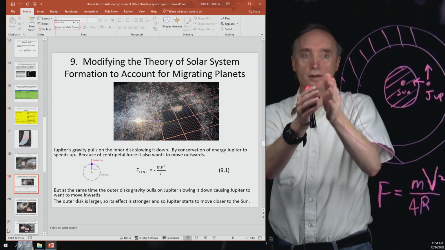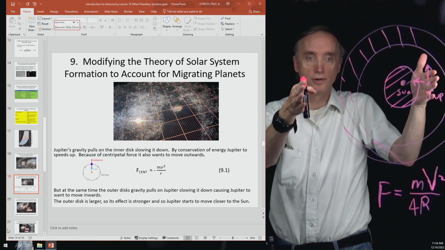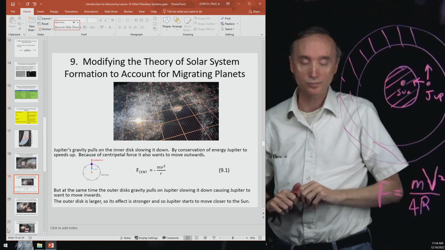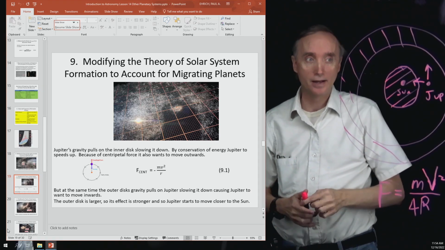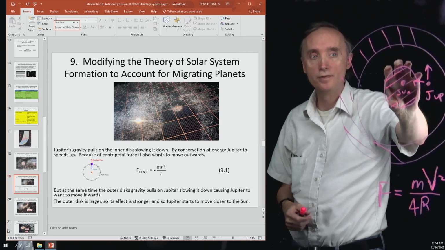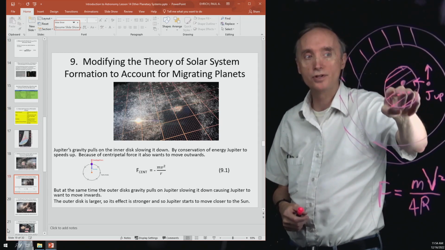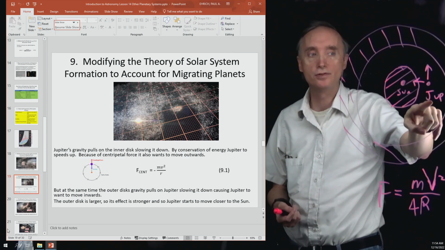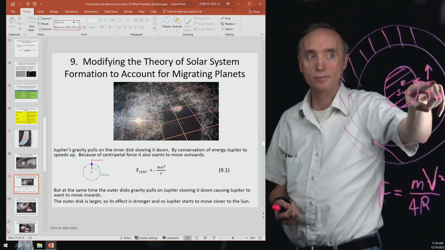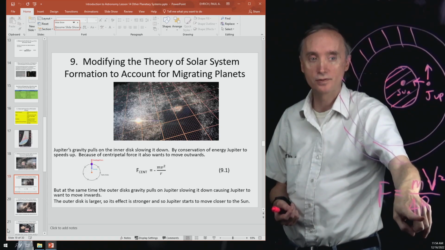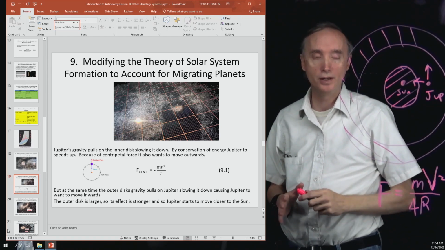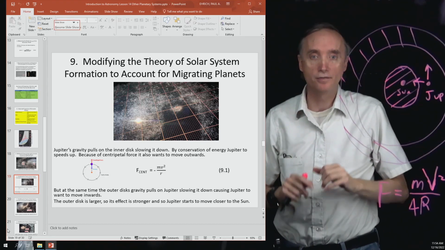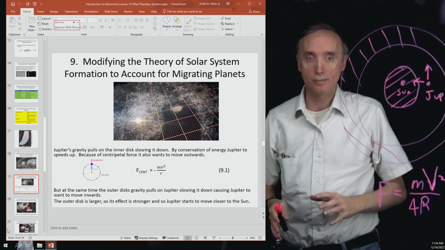The radius would have to get larger by a factor of 4 in order to balance the velocity if the velocity was to double. So the whole point is that the gravity of Jupiter is pulling on this disk. It's slowing the rotation rate of the disk, but in order to conserve energy, that means that Jupiter needs to pick up speed. As it picks up speed, its radius increases. And so that would mean that Jupiter would start to move further out in its orbit if that was the only thing that was happening.